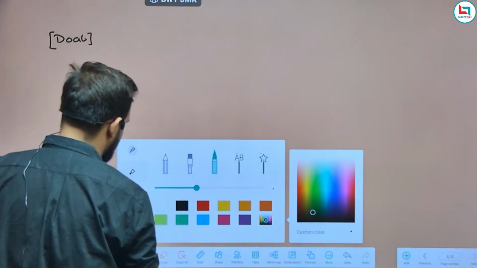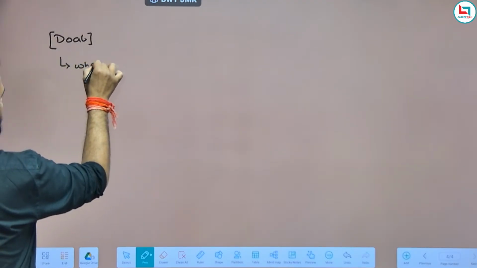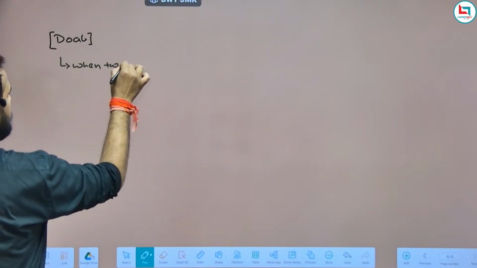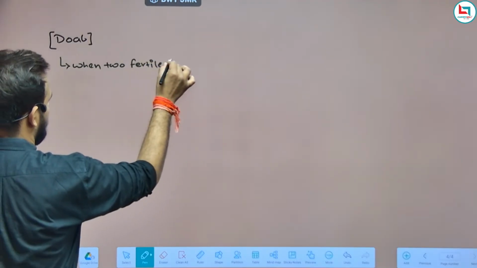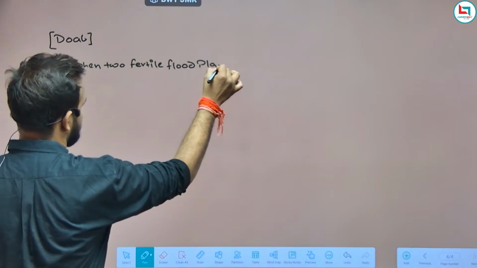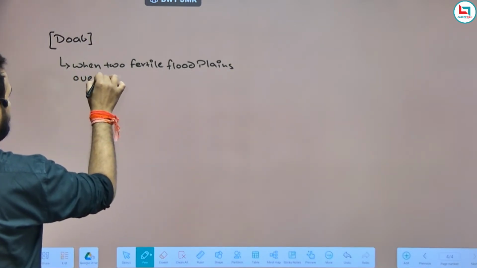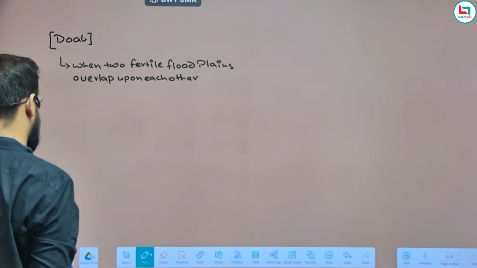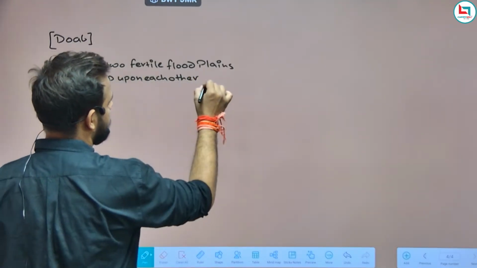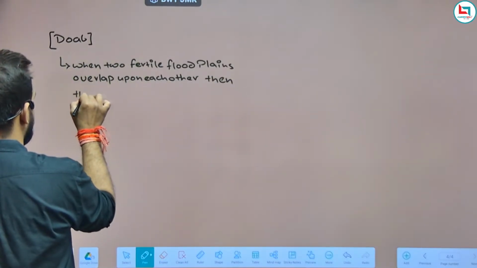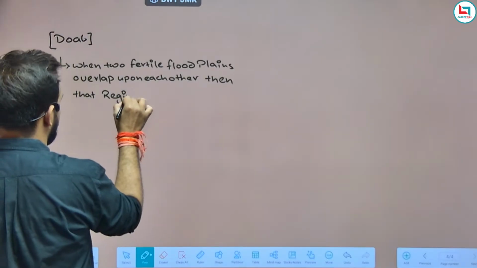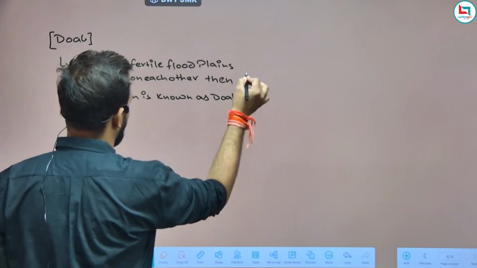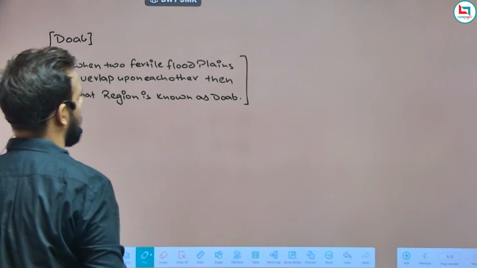When two fertile floodplains overlap upon each other, then that region is known as doab. This region is known as the doab region.